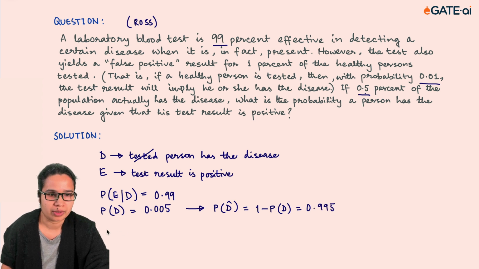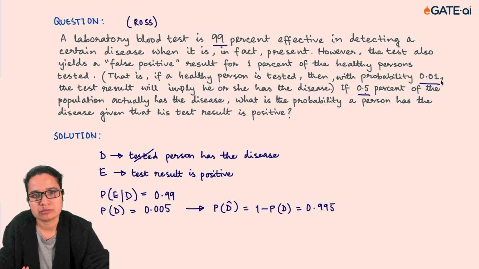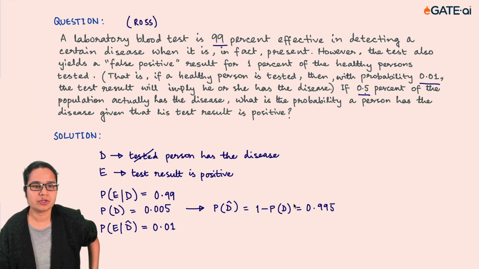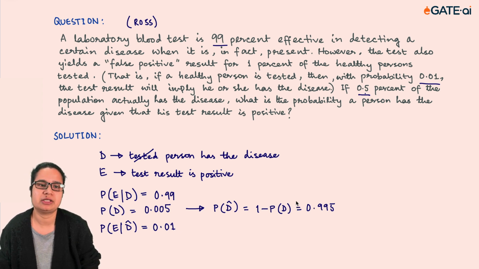What else do we know? There is another probability given in the statement, that's this 0.01. With 0.01 probability, the test result says that the person has the disease even when the person actually does not have the disease. So that's the probability of E, the test result is positive, given that the person does not have the disease, D not. That's given as 0.01. These are all the probability and conditional probability values we already know from the question.